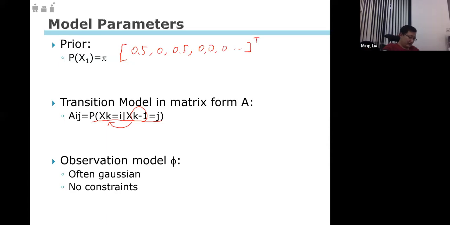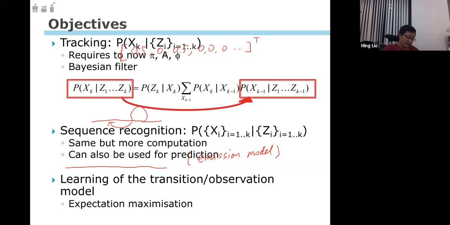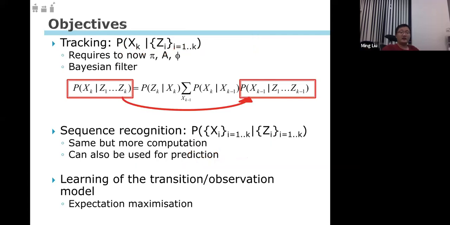And then you have the observation model. Sometimes this is also called the emission model. But just different names. They're aliases of the models. Good. All these. And then what can HMM solve?